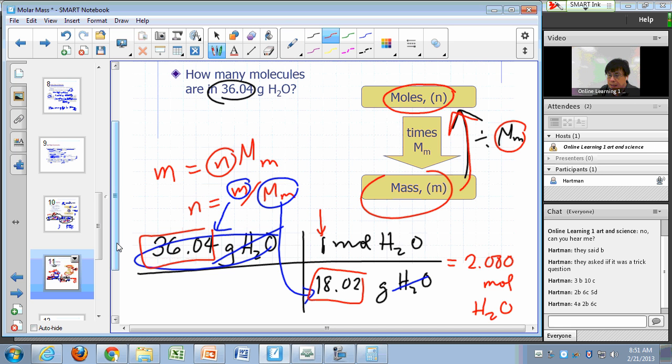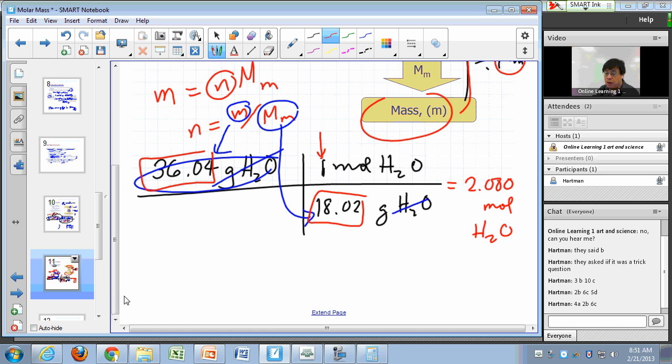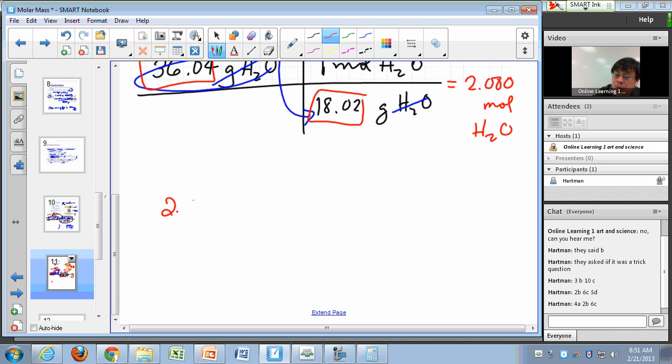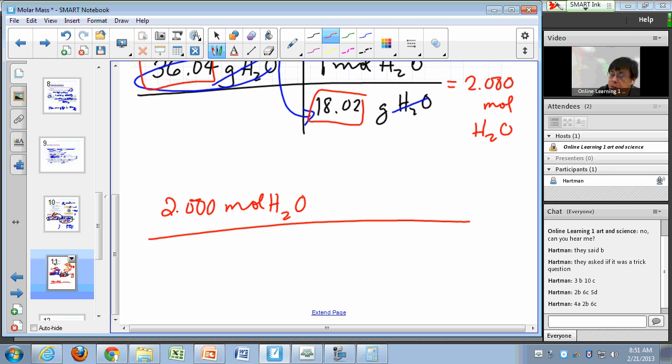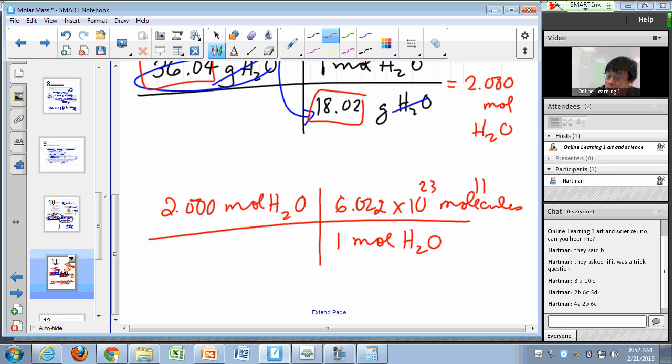Now you might say, shouldn't I multiply that by Avogadro's number? Sure, if you want to, no problem. If you want to change that to an actual count, then you can say 2.000 moles of H2O. You can change that to an actual count. You say 1 mole of H2O would have 6.02 times 10, I probably need an extra digit here, so I'm going to use 6.022 times 10 to the 23rd molecules of H2O.